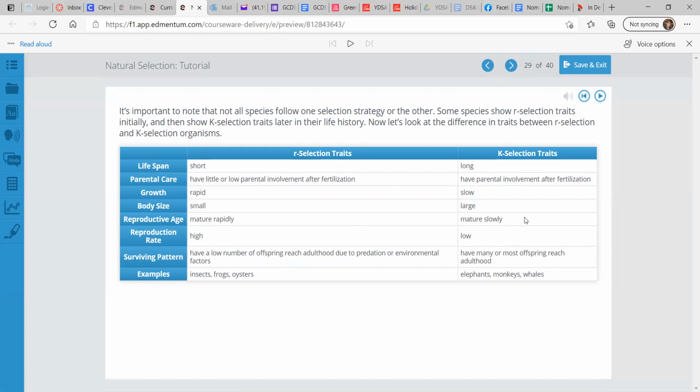Their growth is slow. It takes years for humans to grow, and elephants and monkeys don't develop quite as quickly as these guys do. They don't reproduce as quickly either. They mature more slowly, and they have many or most offspring reach adulthood. So they're not reproducing as high, but each offspring has a better chance of surviving compared to the R selection organisms.